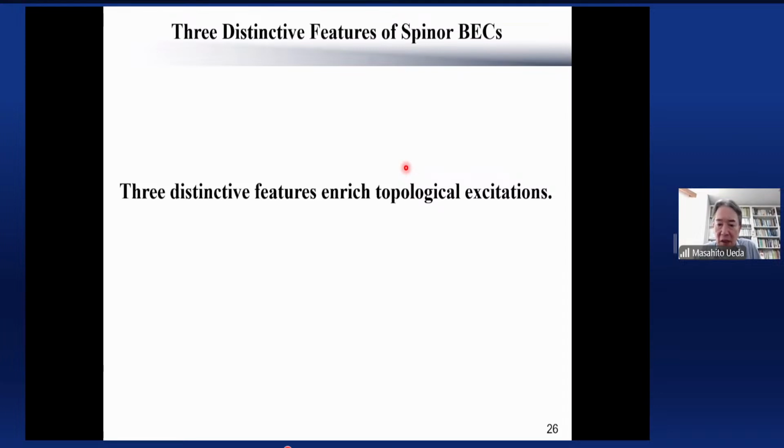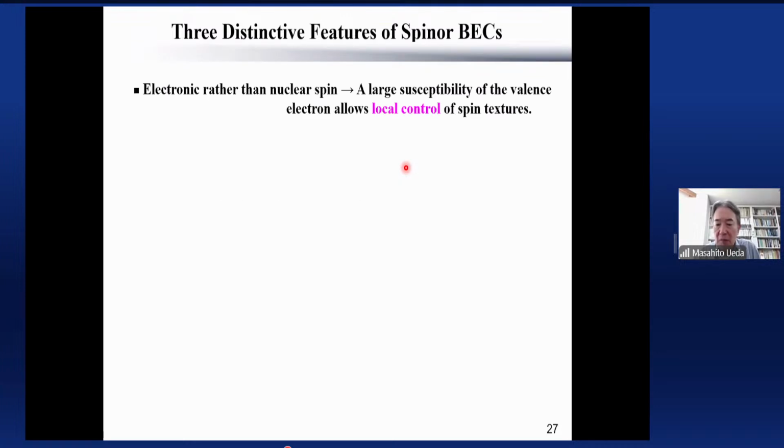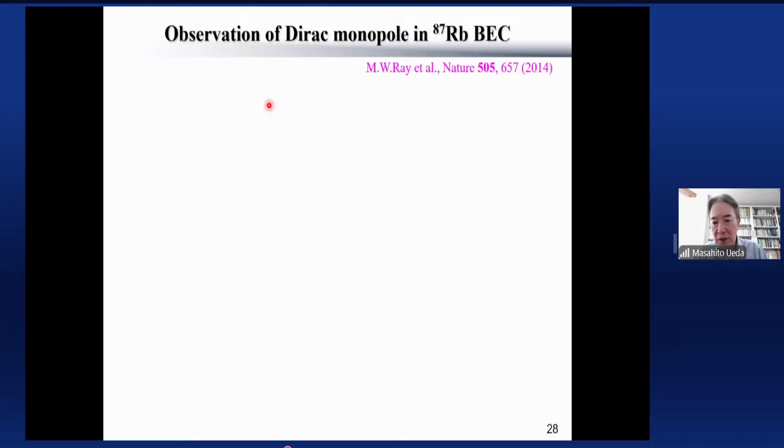The spinor BEC, namely Bose-Einstein condensates with spin degrees of freedom, possess three distinct features that enrich topological excitations. First, the magnetic moment of an alkali atom originates primarily from electronic rather than nuclear spin. This implies a large susceptibility of the valence electron to an external magnetic field, which allows local control of spin textures. An excellent illustration of this is an experimental creation of a Dirac monopole in a rubidium BEC.